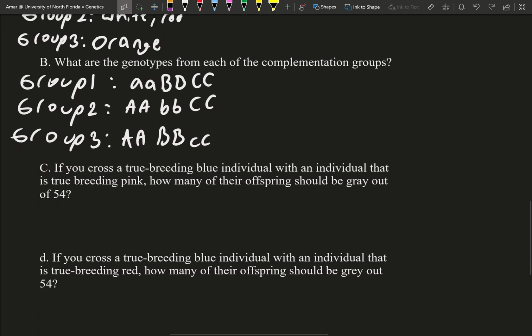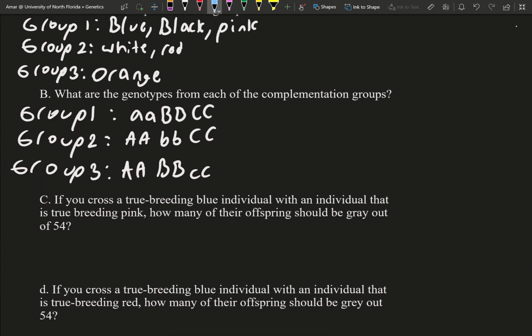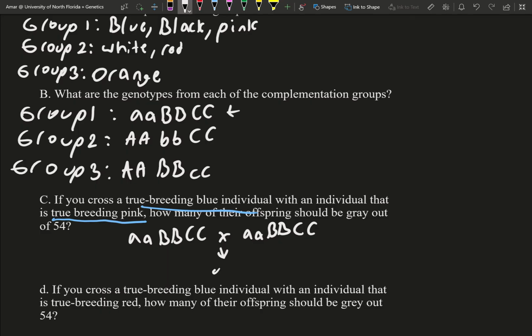But now the question is asking you, if you took a true breeding individual that is blue, and you cross it with a true breeding individual that is pink, how many offspring should be gray out of 54? So remember, their genotypes, and they belong in the same group, are little a, big B, big C, crossed with little a, big B, big C. You end up with a phenotype proportion that is all little a, big B, big C. So 0 individuals out of 54 will be gray. Because gray is a wild type phenotype, and if we have this one homozygous recessive locus, then we're going to be a recessive phenotype.